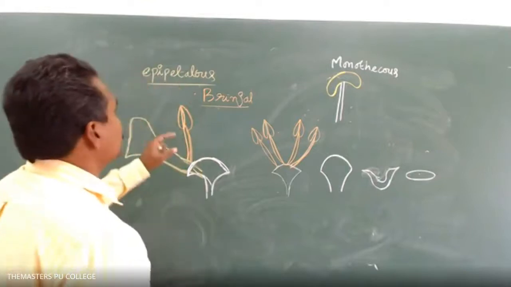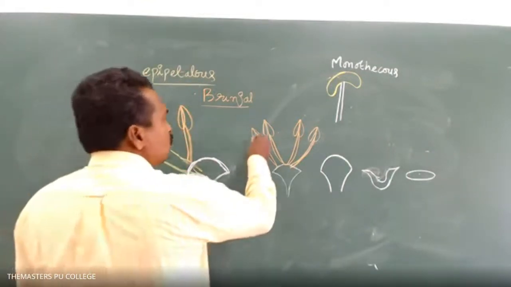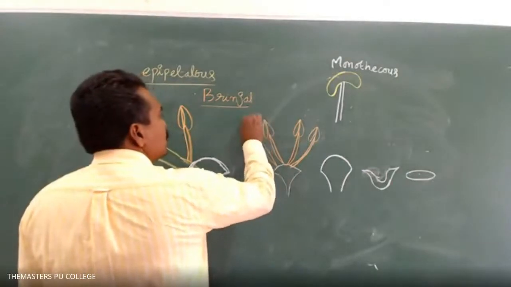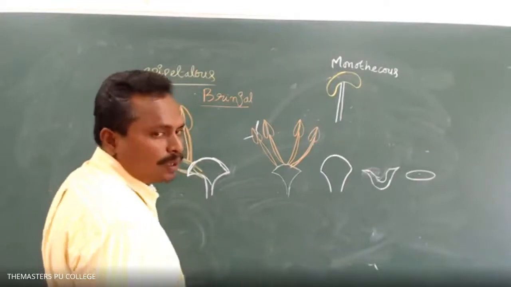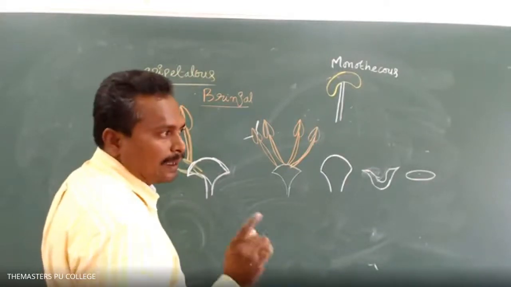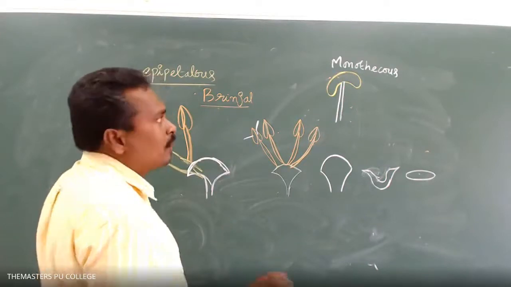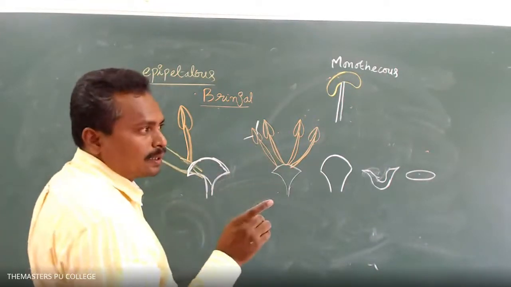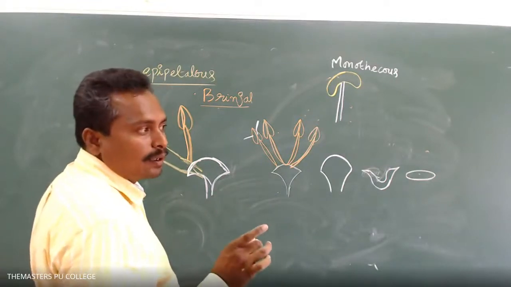Bilobed means the dithecous anther consists of two lobes. So both are the same. Theca means lobe. Dithecous, bilobed: two lobes are there. In monothecous, mono means one. A one-lobed anther is called monothecous. Is it clear? An example for that?